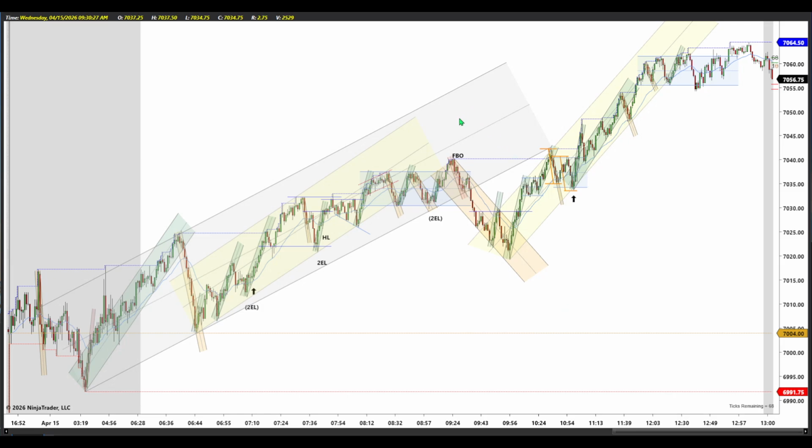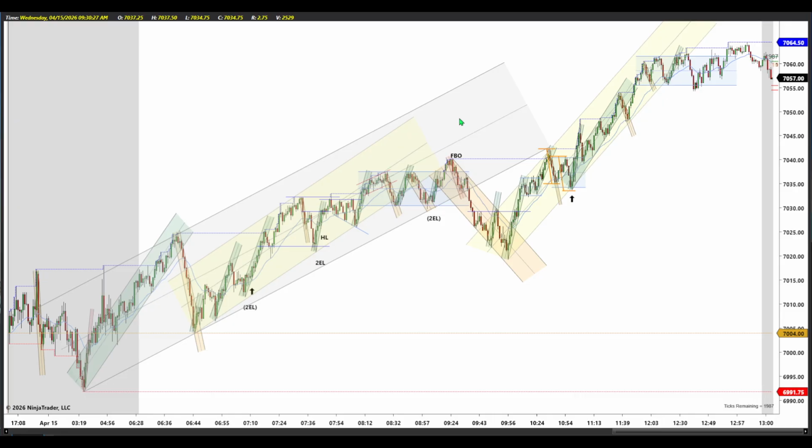April 15, 2026. This is the S&P 500 E-mini Futures on the 2000 tick chart using NinjaTrader 8. This is what the chart looked like today. It looked like there was one leg pullback, kind of a second leg. It did create kind of a measured move, but I since deleted it just to clean up the chart. So something like this.